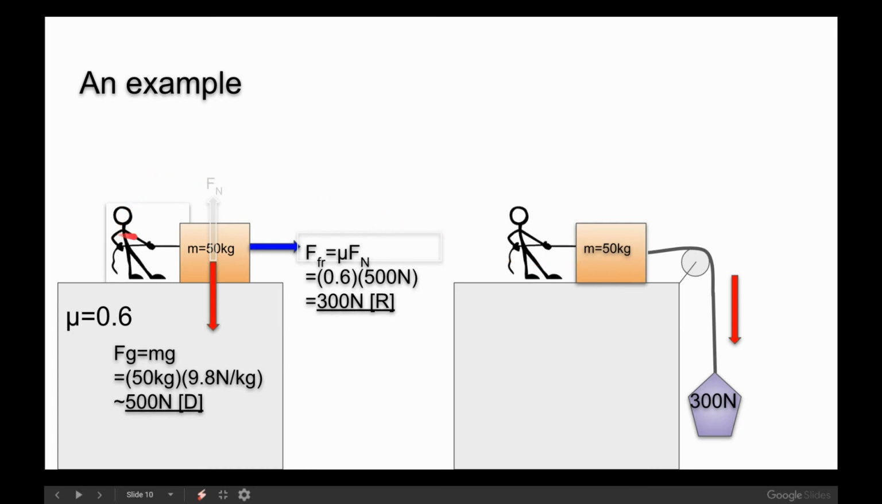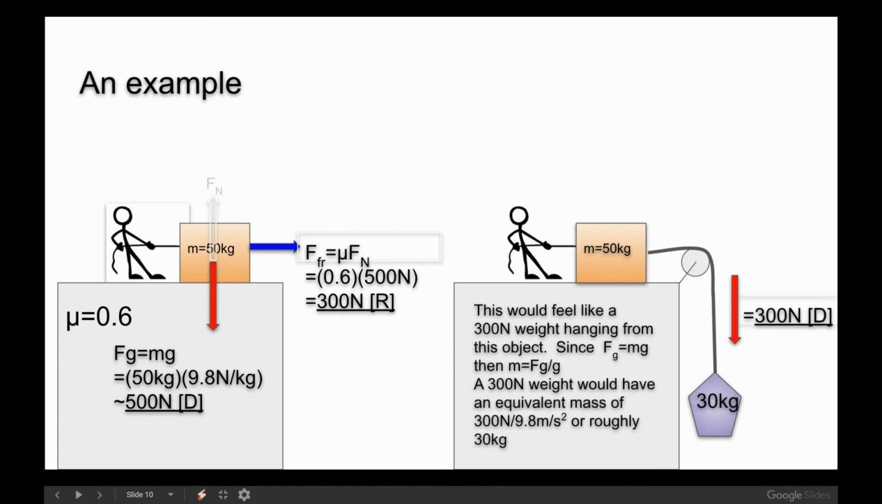Because remember, this guy is pulling the mass towards him. So the friction goes the other way. Now, what would that feel like? That would be the equivalent of this guy hanging a 300 newton mass or 300 newton weight over the cliff. Well, 300 newtons would be the equivalent of 30 kilograms.